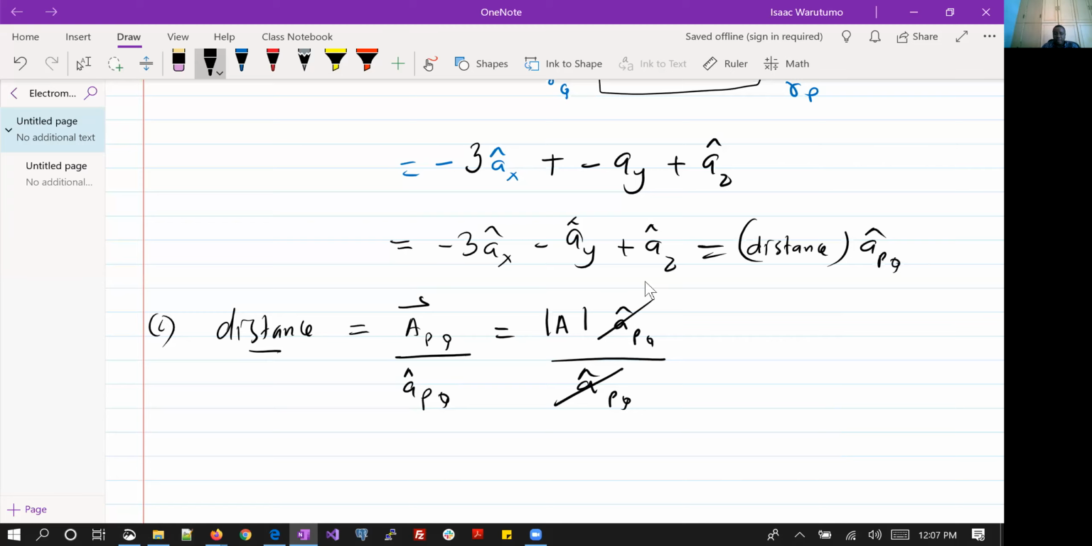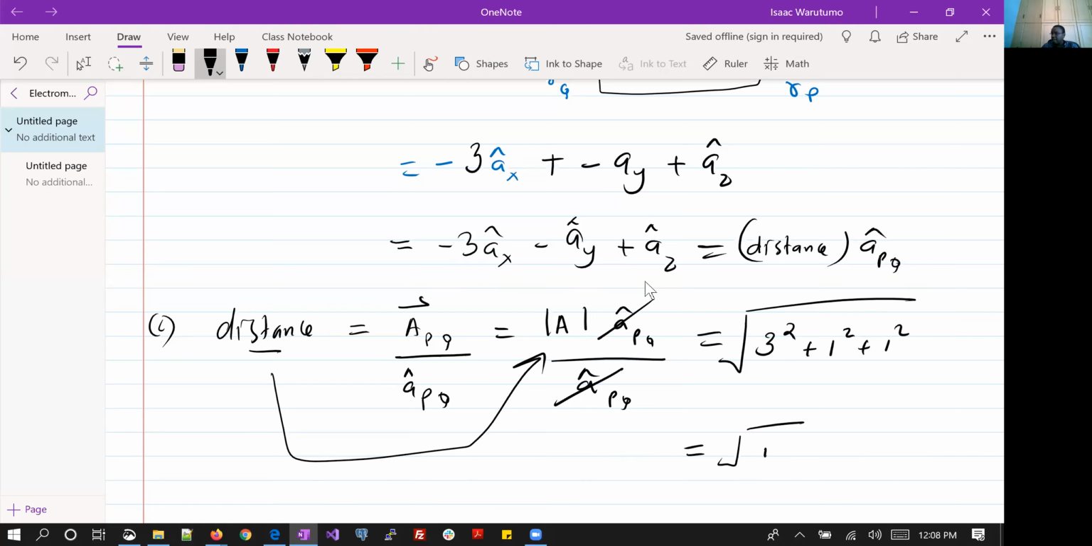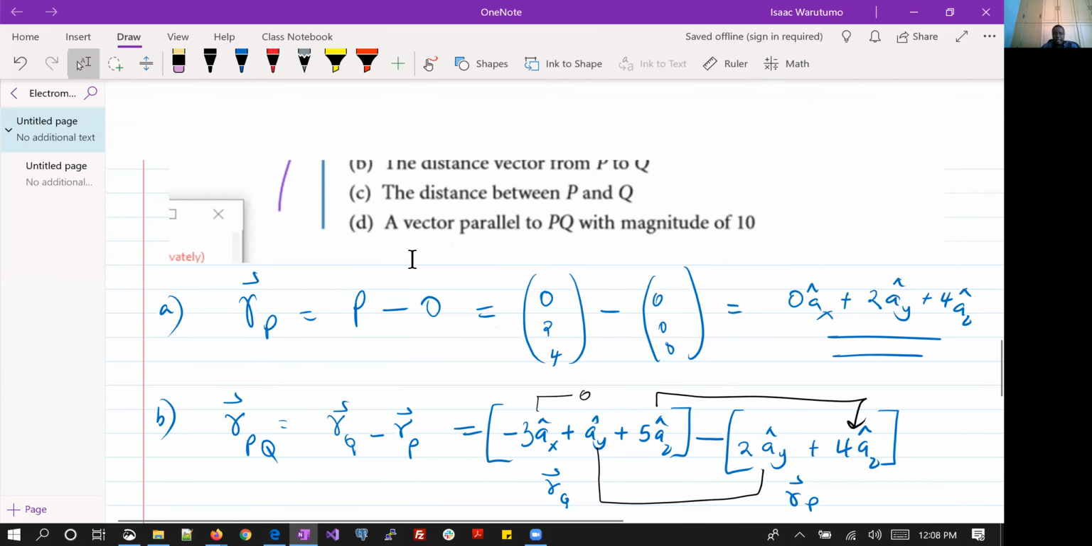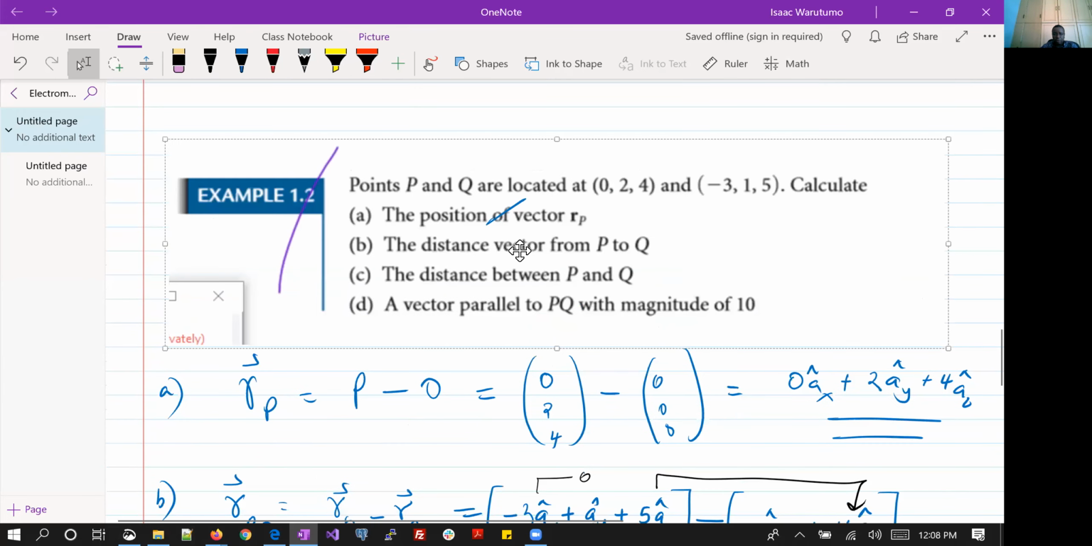And therefore the distance is going to be given by this A modulus, and we can see that this simply becomes the root of 3 squared plus 1 squared plus 1 squared. This becomes root of 11, and root of 11 is simply equal to 3.317. So again, we have used the things that we have learned today to evaluate the distance vector, the unit vector and the position vector RP.